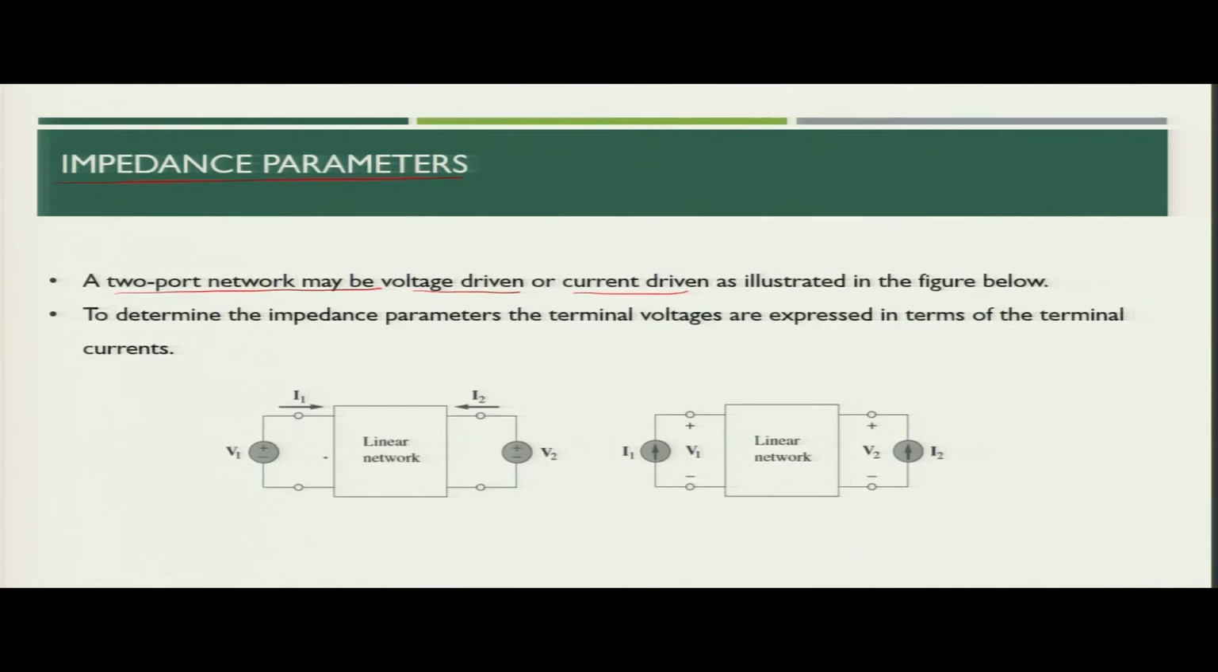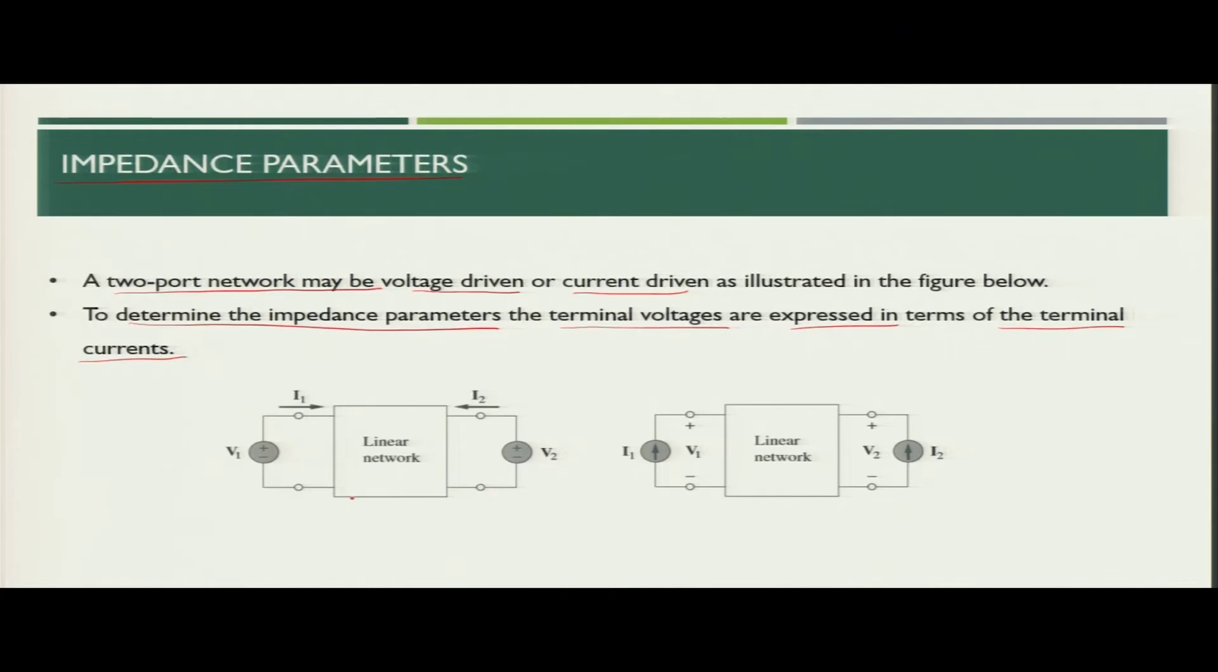Here at both sides we are applying the voltage source and the current is flowing into the network, or we can apply a current source at both sides, so that it flows inside the network. Now, to determine the impedance parameters, the terminal voltages are expressed in terms of their terminal currents. So, how will we represent that?